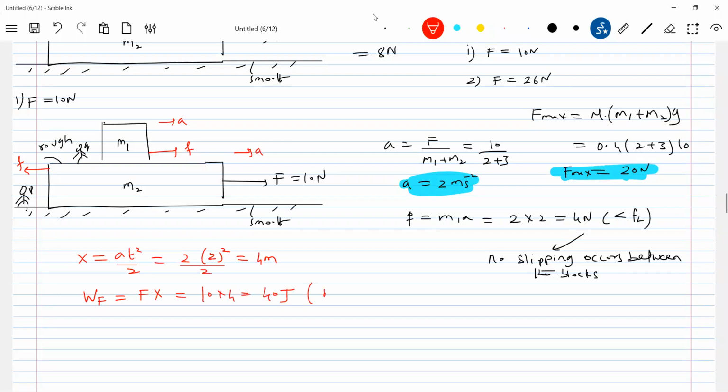So what is this? Work done by force F on block M2. Let's also work out the friction force. Now what is the work done by the friction force? Work done by friction force, who is doing this problem, with respect to P. Now similarly with respect to P, what is the work done by friction on the block M1?